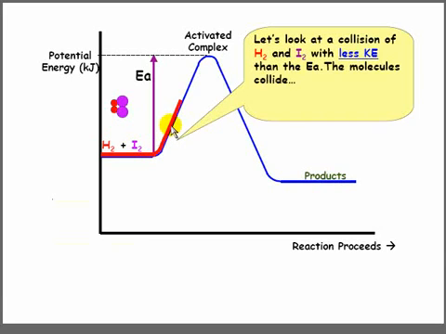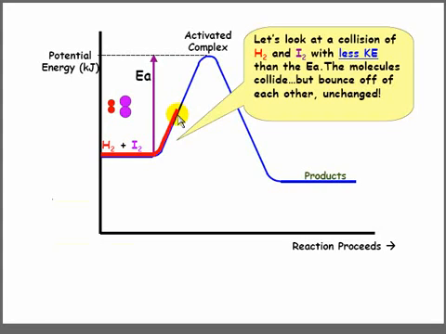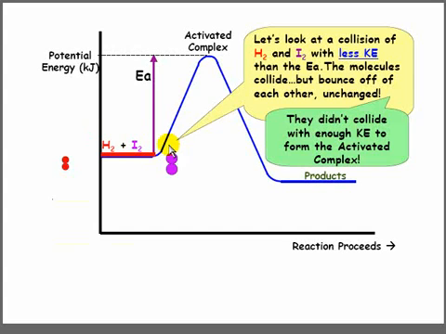And they collide. But look what happens. They simply bounce off of each other unchanged. And their potential goes down again. Why wasn't this collision successful? It's because they didn't collide with enough kinetic energy to form the activated complex.